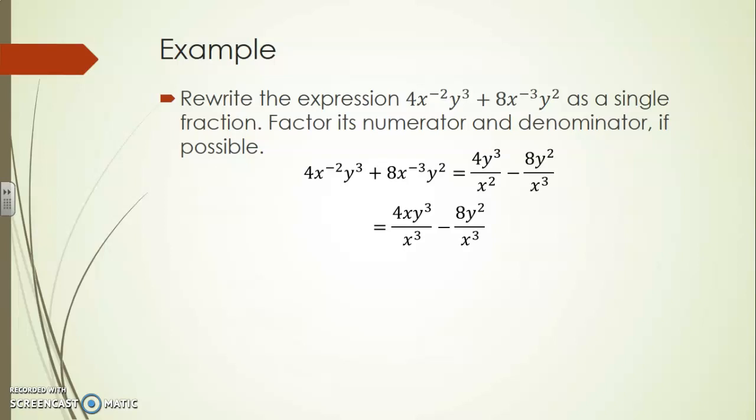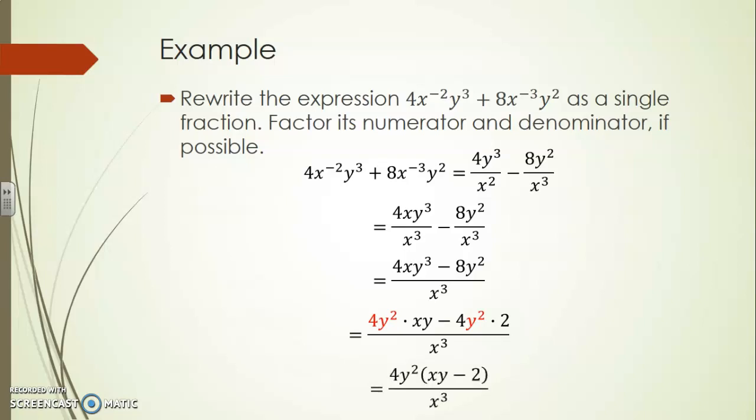Now that the denominators are common, we can regroup as one, and then we can start focusing on the common factors. At the numerator, you'll observe that 4 is a common factor of both 4 and 8, and both terms in the difference at the numerator have at least a y squared, which is why I'm highlighting my 4y squared as a common factor, which we can then extract.